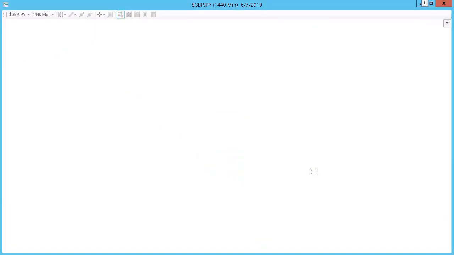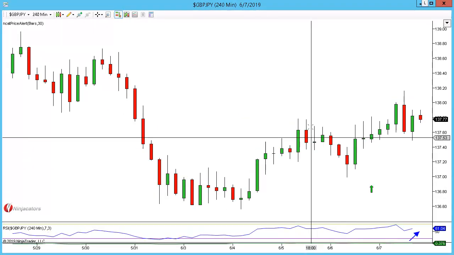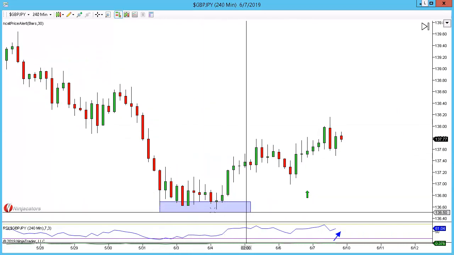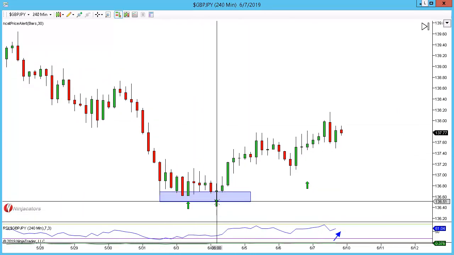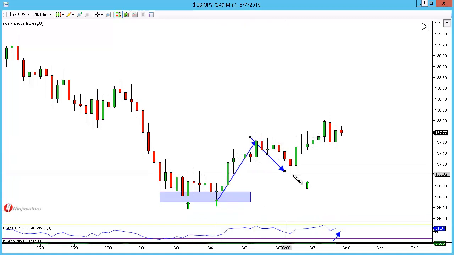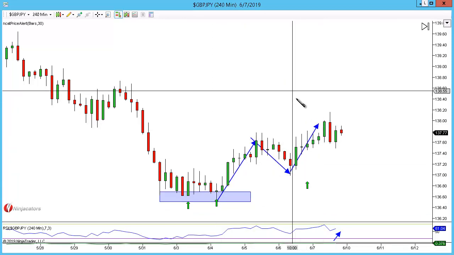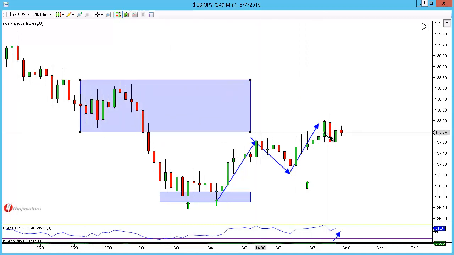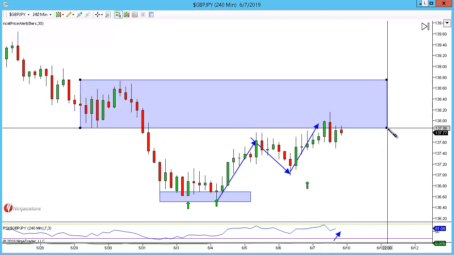to the upside. Let's go and take a look at the 240. What concerns me here on the 240 is this. This is a double bottom. We violated, saw a pullback, and now we've violated again to the upside. Where have we come to? We've come into this area just here.